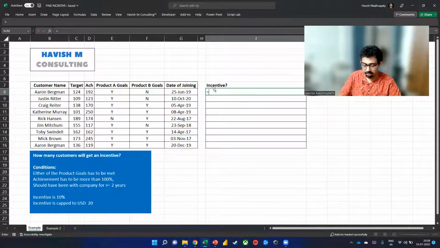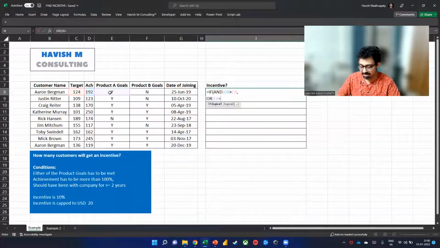So first, I will put in an IF, because we are doing a conditional statement. Since there are 3 conditions that I have to check, I will use an AND. The first condition is that the achievement has to be greater than the target, comma, Alt+Enter to go to the next line. The second condition is a choice. So either product A is equal to yes, or product B is equal to yes.